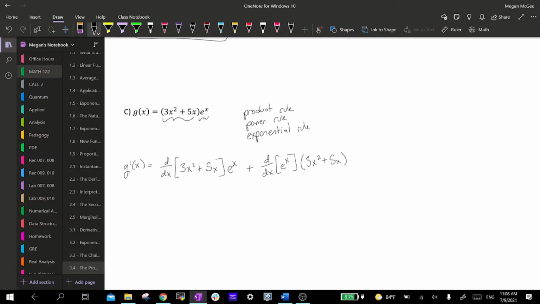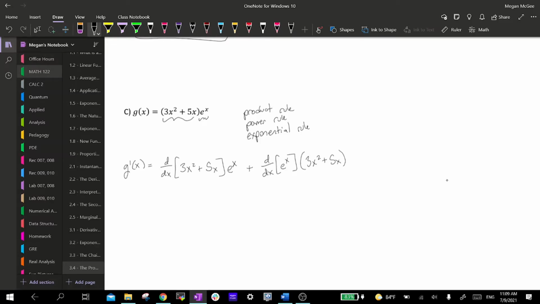Alright, and I'm just going to make a quick note that I'm using these parentheses here because multiplication has to apply to everything that's in here. Alright, if I didn't have these parentheses, this multiplication would only apply between these two and not to that 5x.